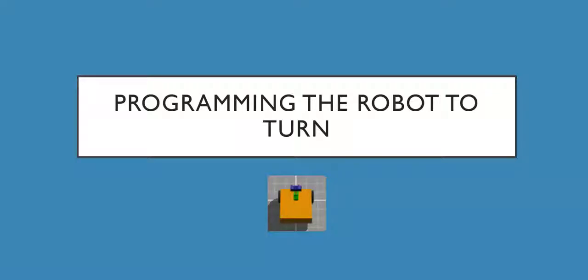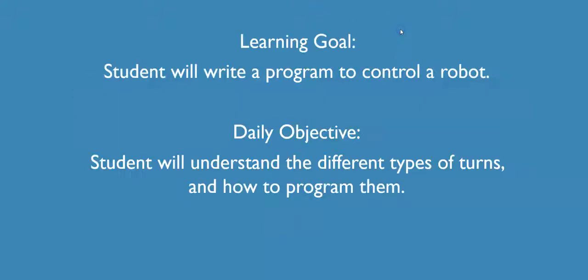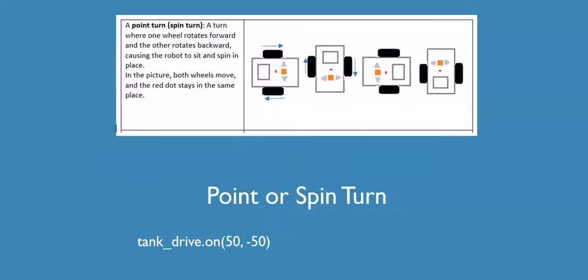In the last lesson, you learned how to make the robot move forwards and backwards, and now you are going to learn how to program the robot to turn. Your learning goal is still to write a program to control a robot, and your daily objective is to understand the different types of turns and how to program them.